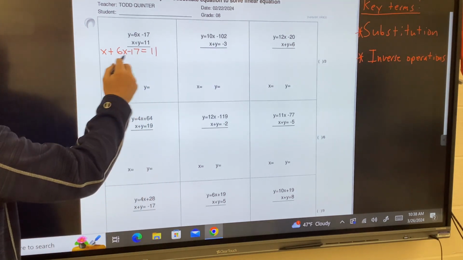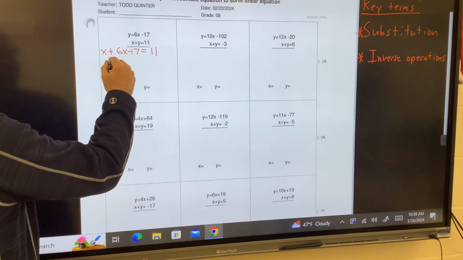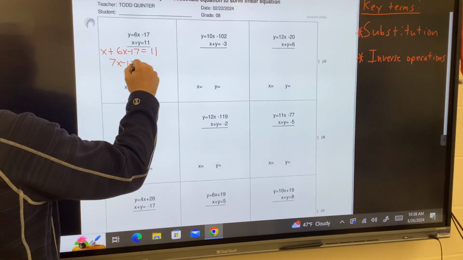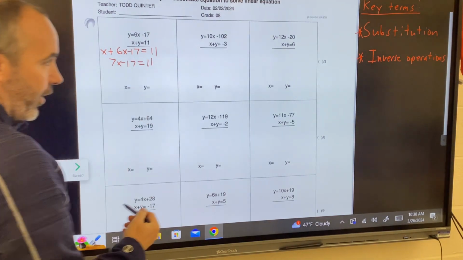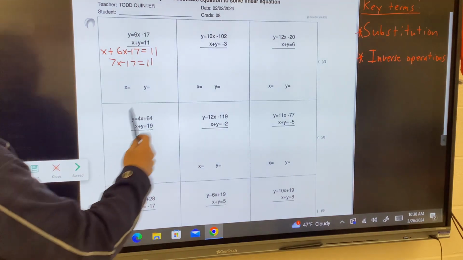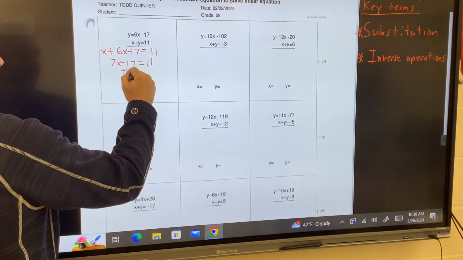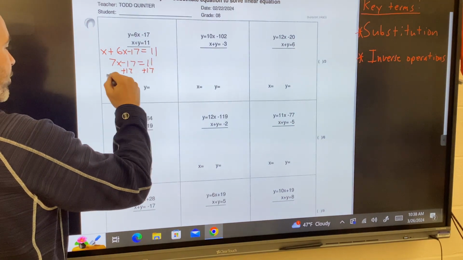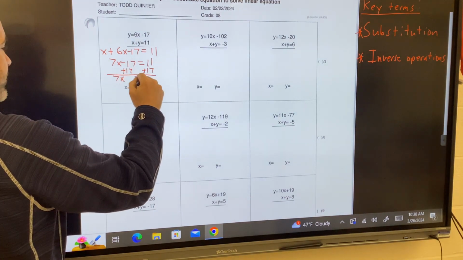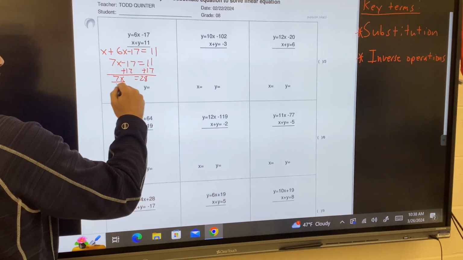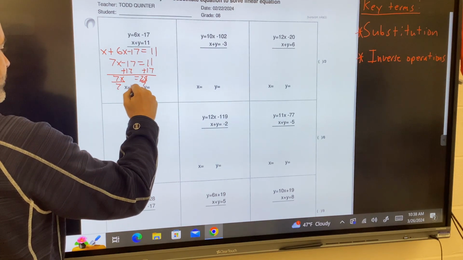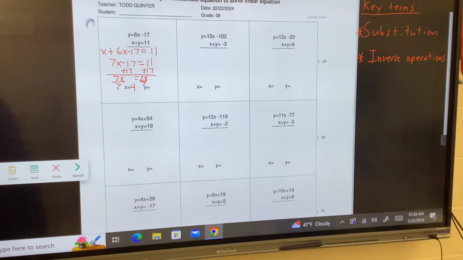We're going to start by combining like terms. x plus 6x is 7x. Now we need to solve for x. To solve for x, we're going to use our inverse operations. We need to get rid of subtraction first, so add 17 to both sides. We get 7x equals 28. And we divide by 7, so x equals 4.